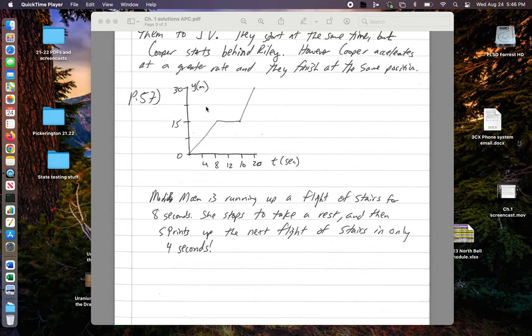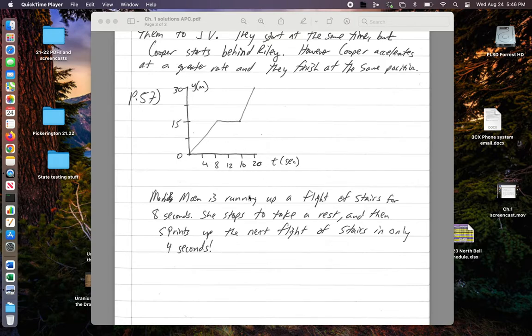Here, you're given a position time graph. It says it's Y, so I'm assuming that's upward, and time, and you're asked to come up with a story for that. So I said Maddie Moen's running up a flight of stairs for 8 seconds. She stops to rest for another 8 seconds, and then she goes up a second flight of stairs, or another next flight, in only 4 seconds.